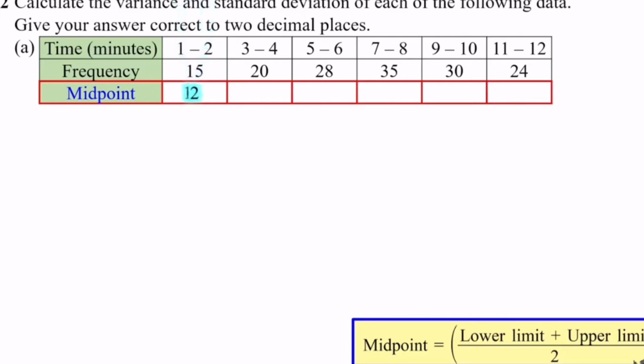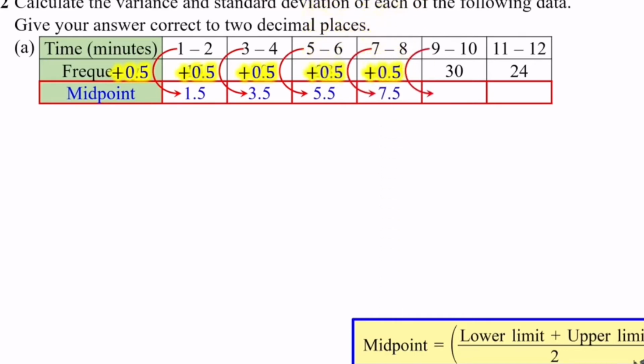The first midpoint is 1.5, 1 plus 2 divided by 2, or you can say 1 plus 0.5. Hence, the second one will be 3 plus 0.5, 3.5. 5 plus 0.5 will be 5.5, 7.5, 9.5, and the last one is 11.5. That is another way of finding the midpoint. Or else you can add and divide by 2, or you can add half the size of the class.